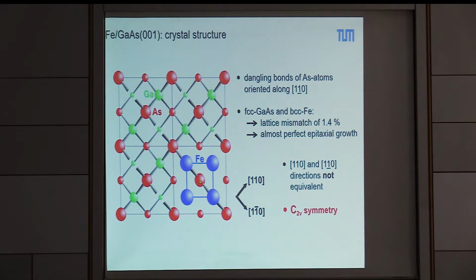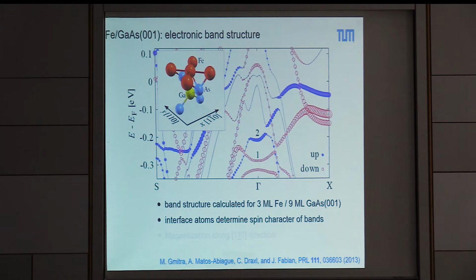And as you can see, there's anisotropic bonding. So the iron likes to bond to these arsenic atoms here, and there are some missing bonds in this direction. So you can immediately see that these two crystallographic directions are not the same. And that's the reason for all the physics that we see. So we get a C2V symmetry from this surface, and this is what we see in all our transport or the ferromagnetic resonance results.